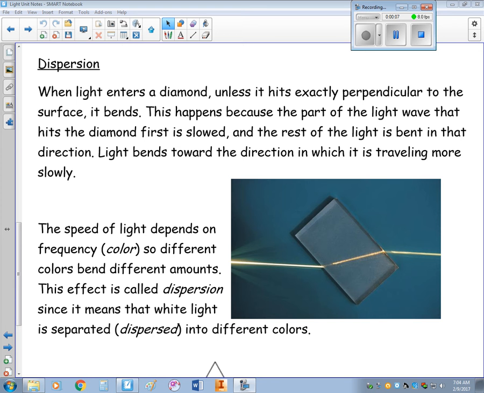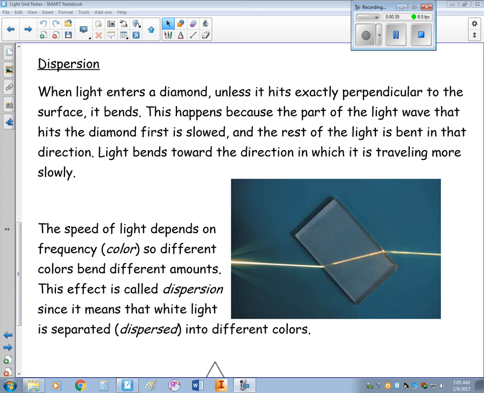When light enters a diamond, unless that light hits the diamond exactly perpendicular to the surface, it's going to bend. And the reason why it bends is because light bends towards the slow. So when the light hits the diamond at an angle, the side of the light that hits the diamond first slows down while the rest of the light is still traveling fast, and that causes the light to bend towards the slow.